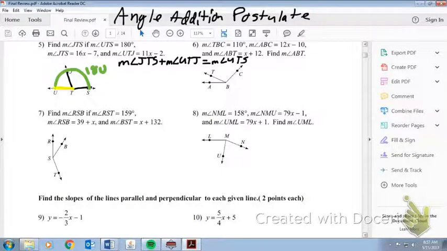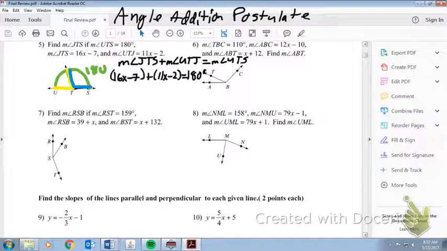Now we know, again, what we're going to do. Yellow and blue make green. See? Easy peasy. So what we're going to do is we're going to go, well, JTS we're given as 16x minus 7. We're going to add that to UTJ, which was 11x minus 2. And that's going to give us UTS, or 180.